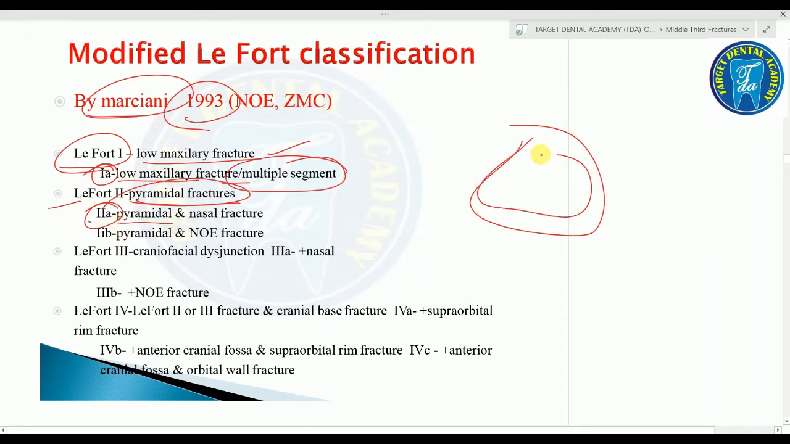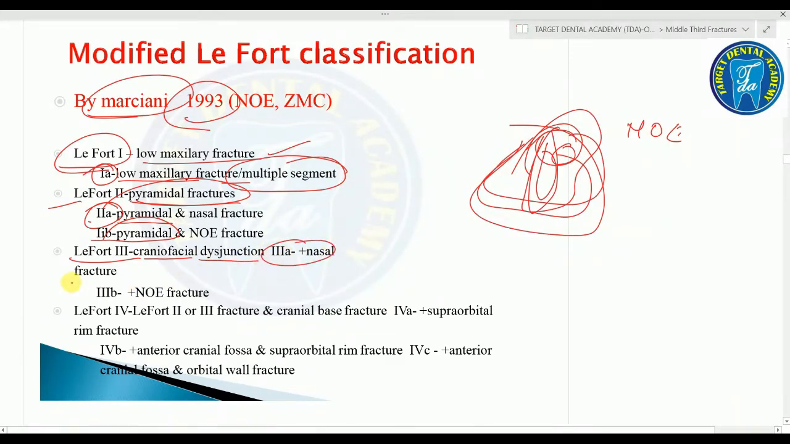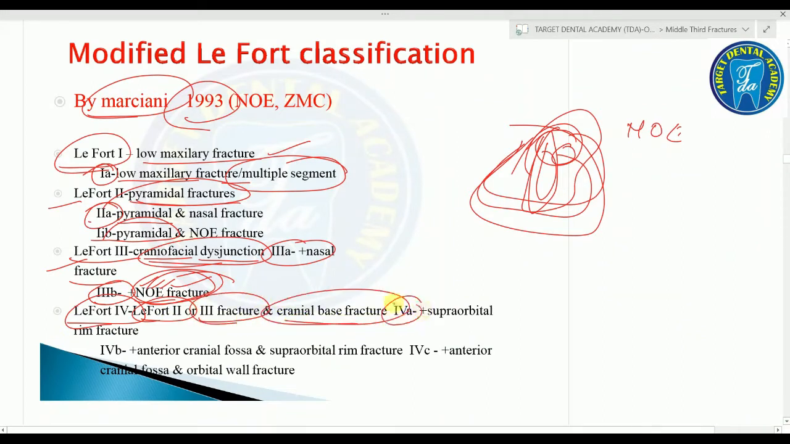Le Fort 2, which is called the pyramidal fracture, has two modifications. Le Fort 2A involves the pyramidal and the nasal fractures too. Second is the pyramidal and the naso-orbital ethmoidal fracture. Le Fort 3, which is the craniofacial disjunction, 3A plus the nasal fracture, and 3B is the naso-orbital ethmoidal fracture, the craniofacial disjunction and naso-orbital ethmoidal fracture. While the Le Fort 4 has the Le Fort 2 and Le Fort 3 fracture and the cranial base fracture 4A, and supraorbital rim fracture.